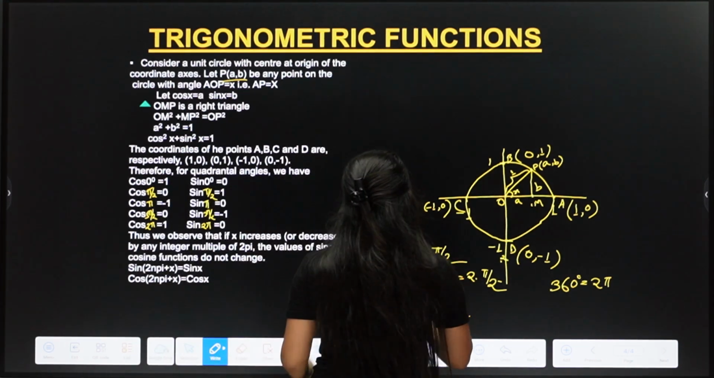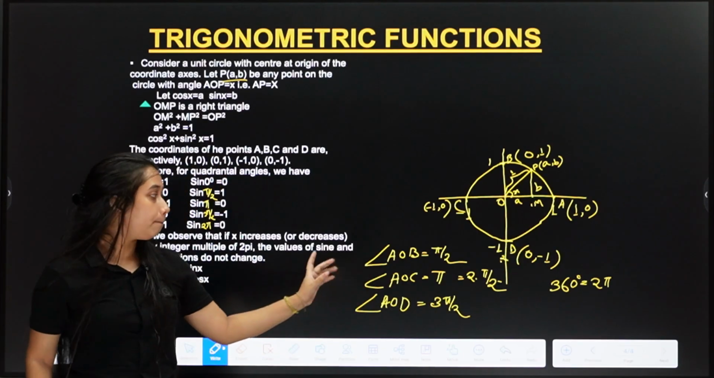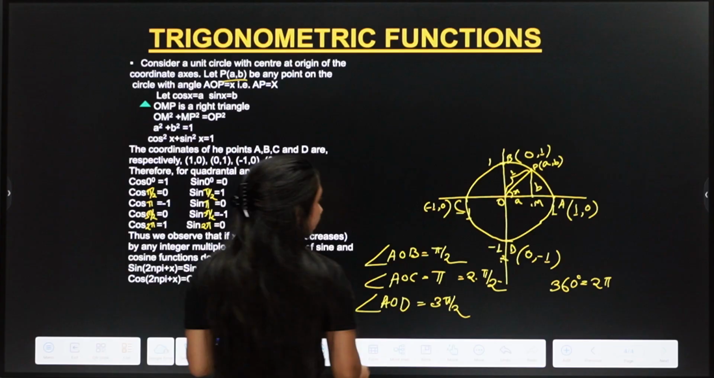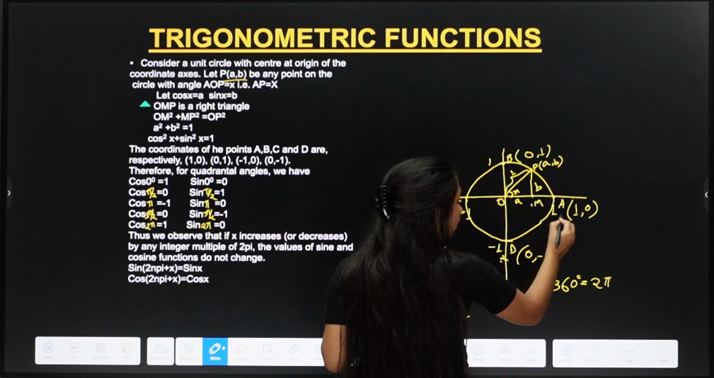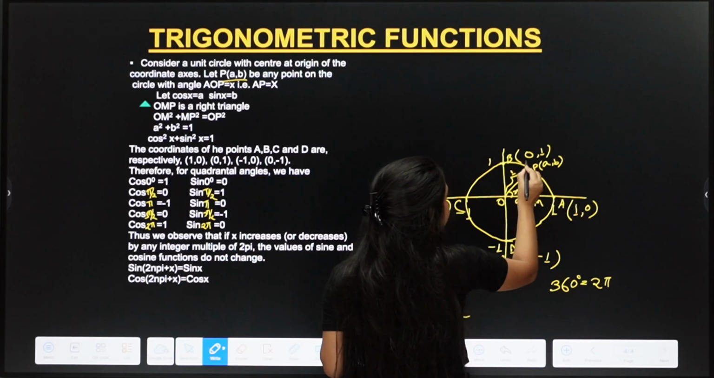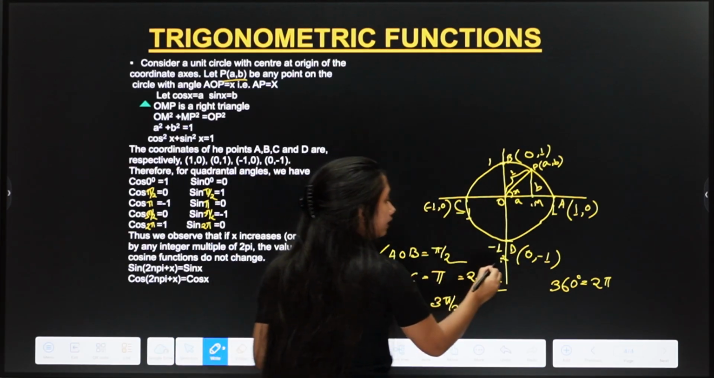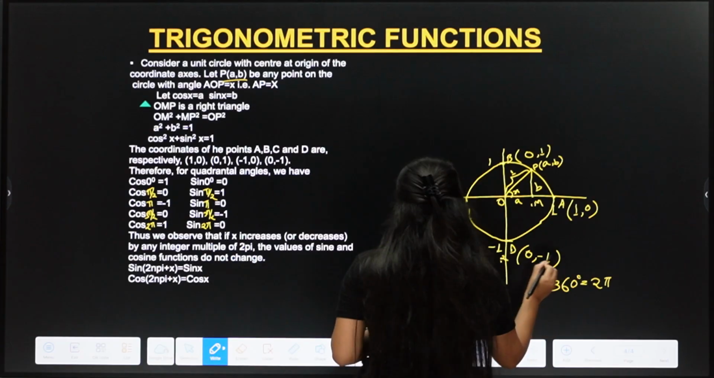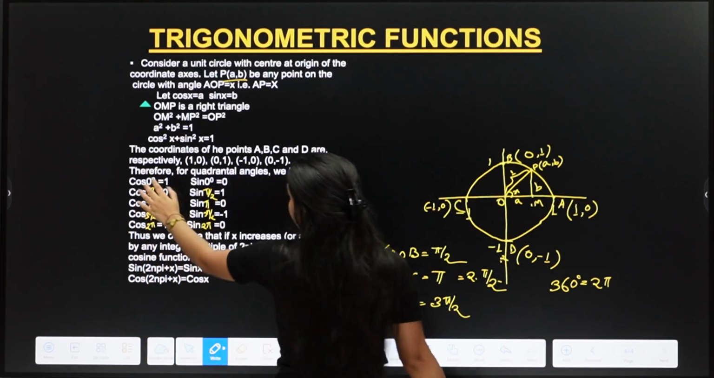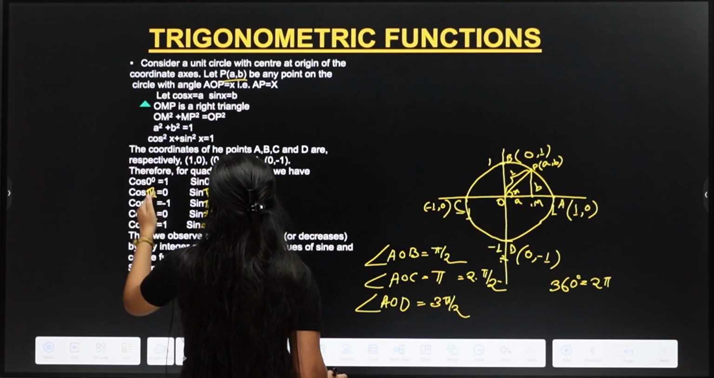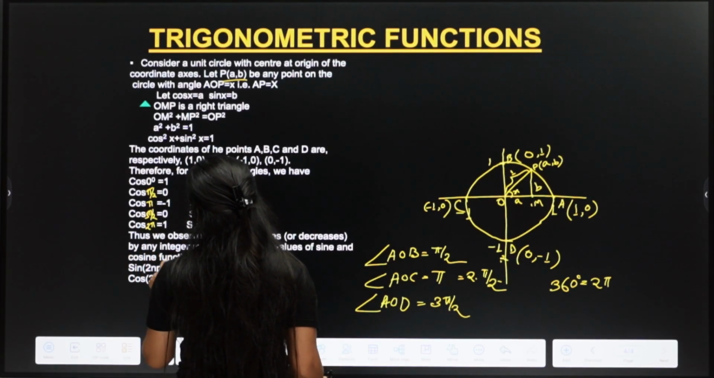Then, the angles which are integral multiples of pi by 2 are called quadrantal angles. Again, we can see that A coordinate is (1, 0), B coordinate is (0, 1), C coordinate is (-1, 0), and D coordinate is (0, -1). Then, we will find the values of cos and sin if we put 0, pi by 2, pi, 3 pi by 2, and 2 pi.